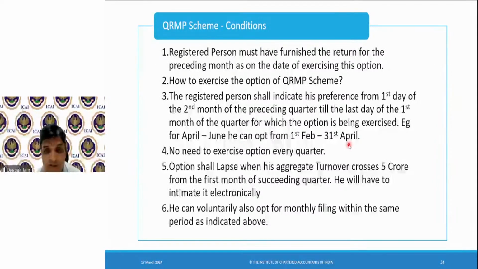Quarterly, 35% tax of the previous quarter. In monthly, sir, also 35% of the last month in the quarter. No, it has to be paid by 25th, but he can pay even before that.